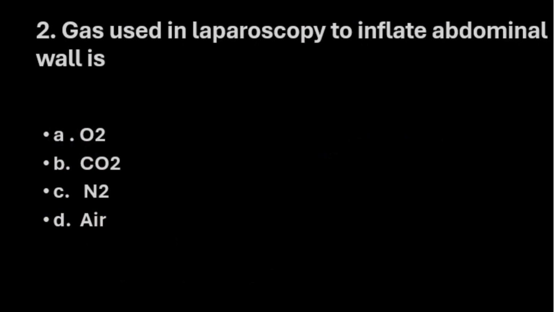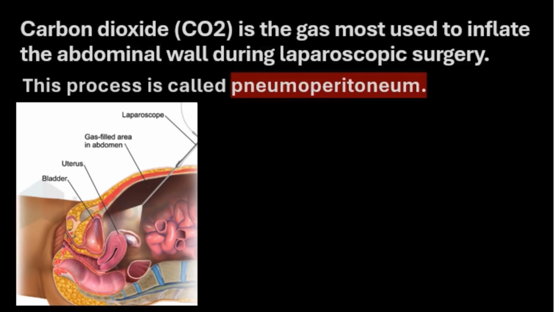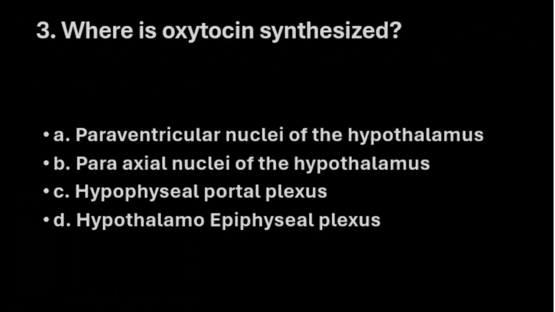Next question. Gas used in laparoscopy to inflate abdominal wall is option A, O2, option B, CO2, option C, N2, and option D, air. The right answer is option B, CO2. Carbon dioxide is the gas most used to inflate the abdominal wall during laparoscopic surgery. This process is called pneumoperitoneum. You can see the diagram showing the gas-filled area in the abdomen.